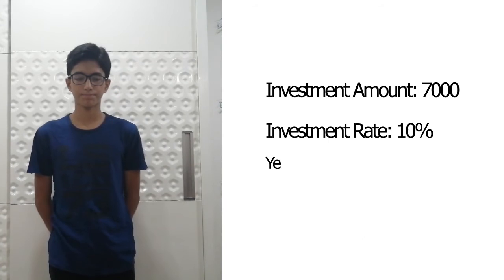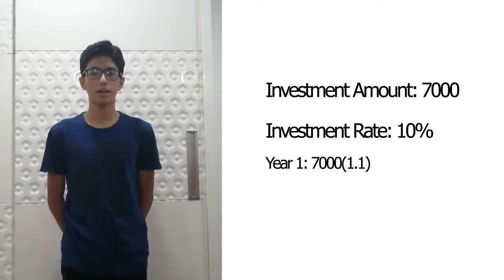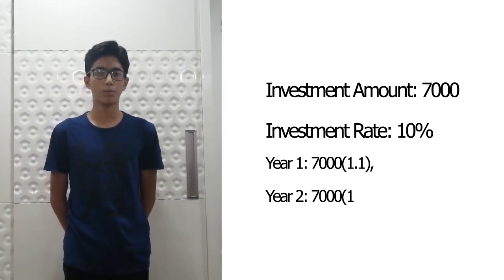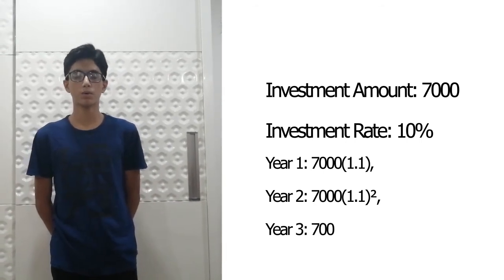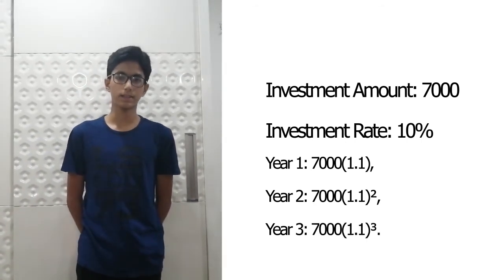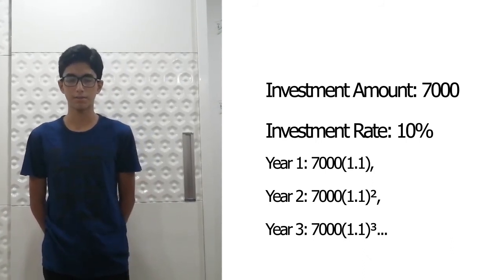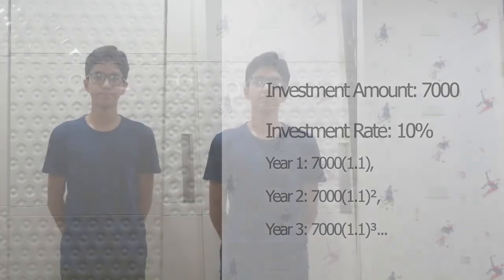After the first year, the man will have 7,000 × 1.1. After the second year, he will have 7,000 × 1.1 squared. After the third year, 7,000 × 1.1 cubed. And we can see that this forms a geometric progression, with the first term being the initial investment, which was 7,000 rupees, and the common ratio being 1.1.